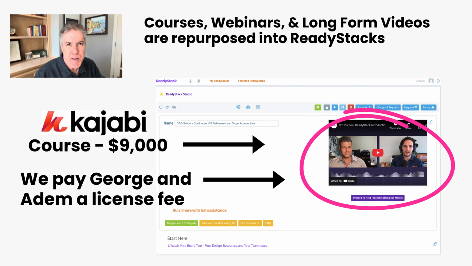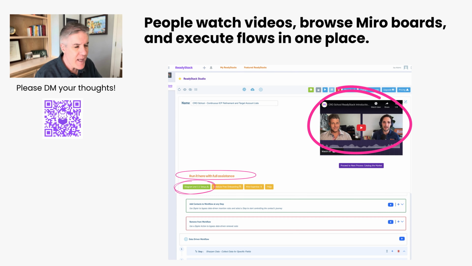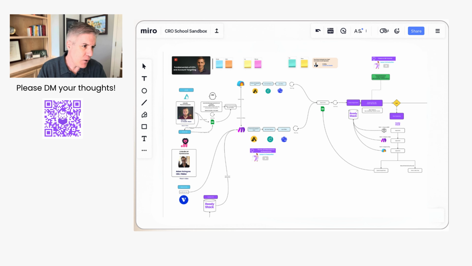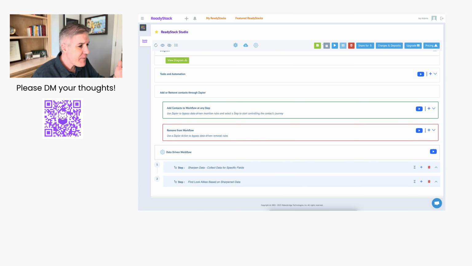So what I did is repurpose the lesson into a ReadyStack. And we have a few different surface areas for the consumers beyond the YouTube. We have a Miro board, which lays out the high level of what the process is and where all the moving parts are, and some of the service contacts that will help people onboard and deploy. And then we have the other area, which is the actual composition area itself, where they can just start to run this thing.